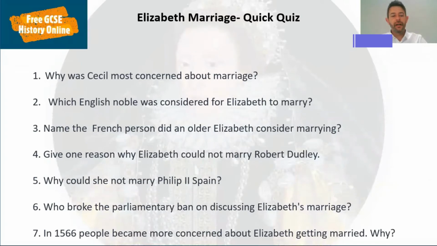Also, in the notes, have a look at my Quizlet cards to help you revise this topic a little bit more. So as ever, pause me and have a go at this quiz. Either write the answers or just have a think about them. Away you go.